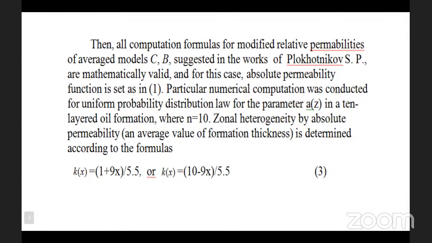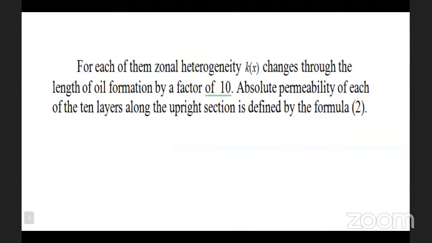Particular numerical computation was conducted for uniform probability distribution law for the parameter A of Z in a 10-layered oil formation, where N equals 10. Zonal heterogeneity by absolute permeability and average value of formation thickness is determined according to the formulas. The formulas are on the screen. For each of them, zonal heterogeneity K of X changes through the length of oil formation by a factor of 10. Absolute permeability of each of the 10 layers along the upright section is defined by the formula 2.